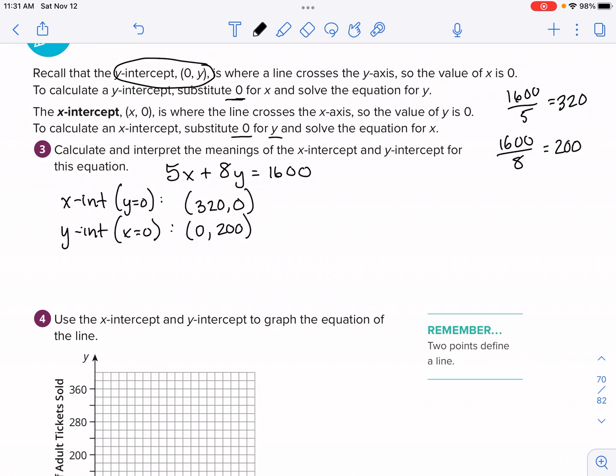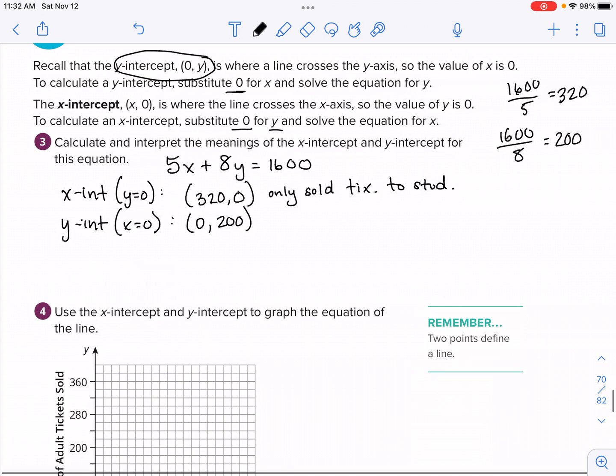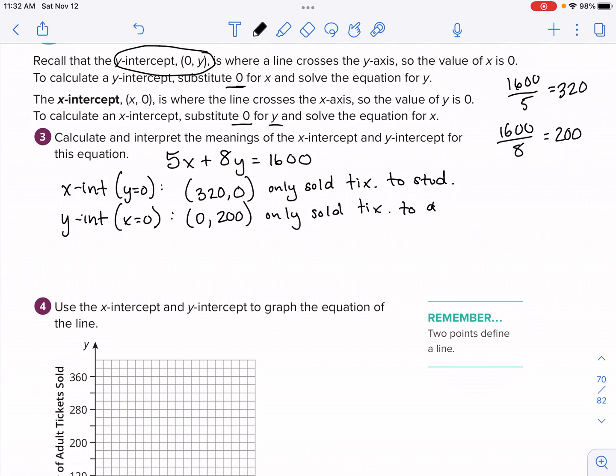Okay, so what does that represent? The x-intercept means that when the school sells 320 student tickets, it does not sell any adult tickets. So this would be only sold tickets to students. And this would represent 0 for students and 200 for adults. So only sold tickets to adults.